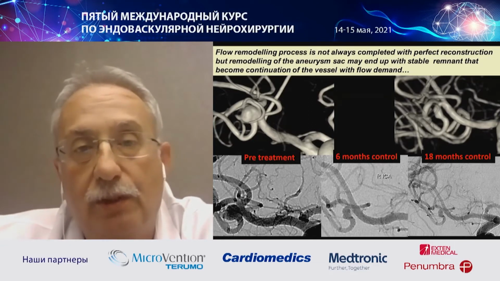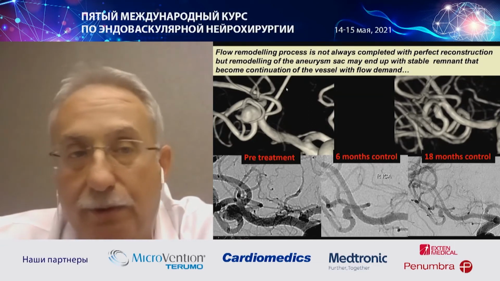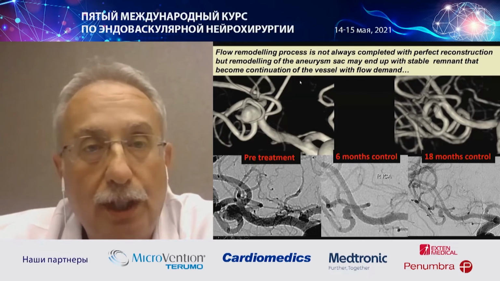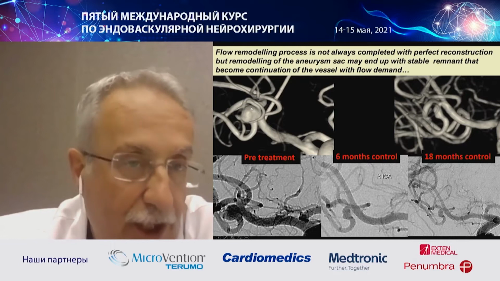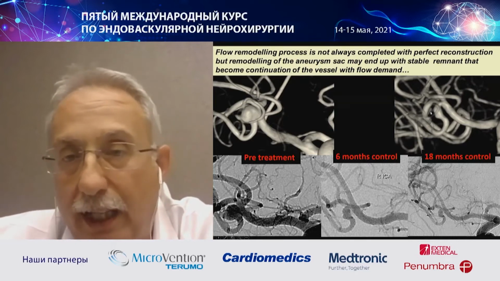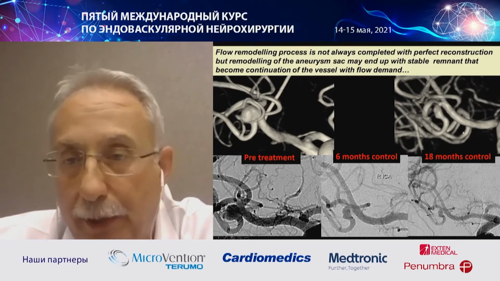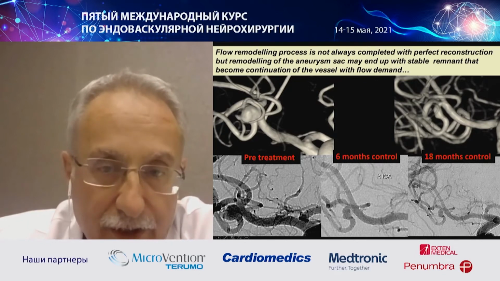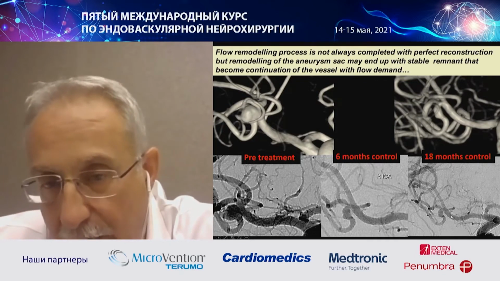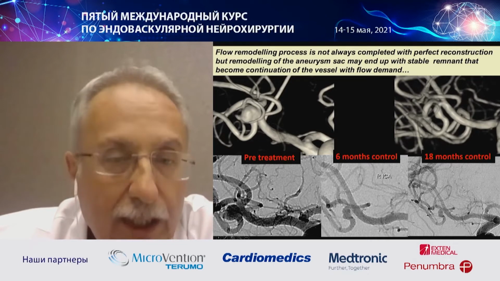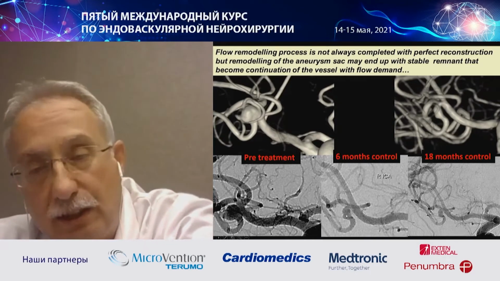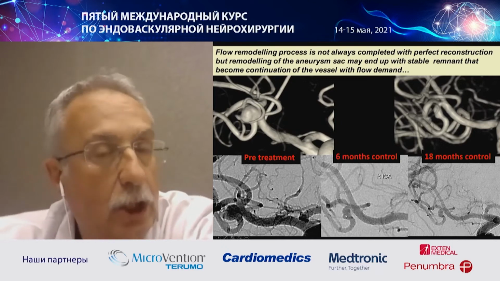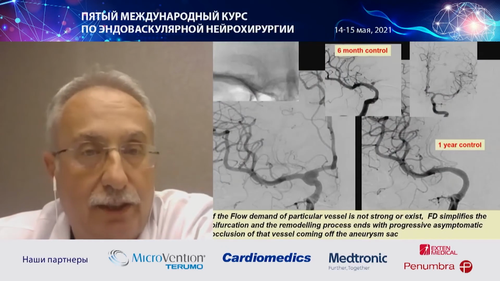But remodeling of the aneurysm sac may end up with a stable remnant that becomes a continuation of the vessel with flow demand, like in this trifurcation aneurysm in the right MCA, where the most superior trunk was pipelined. This is the 6-month follow-up, and this is the 18-month follow-up. So the question is, is this an aneurysm remnant? Do we still have to call this an aneurysm remnant? I don't think so, so we'll give the answer.